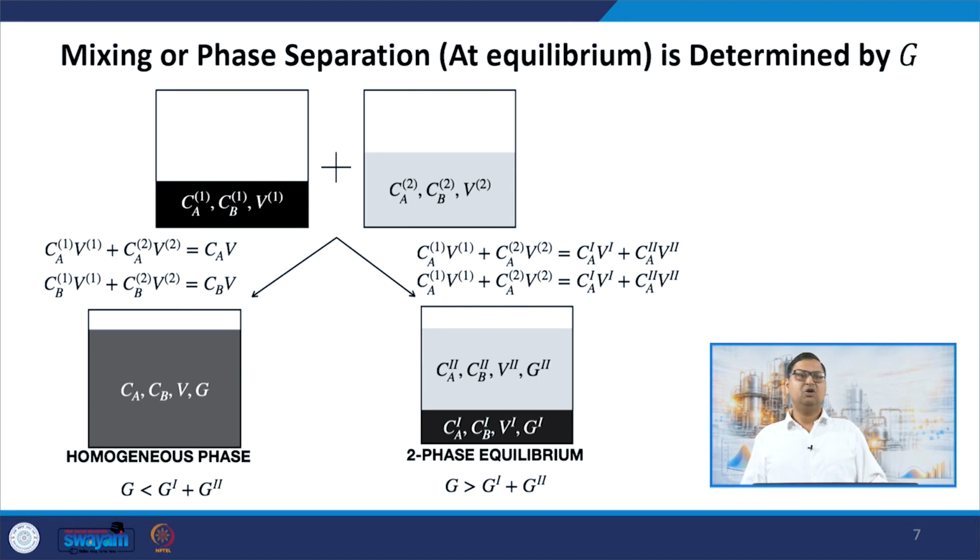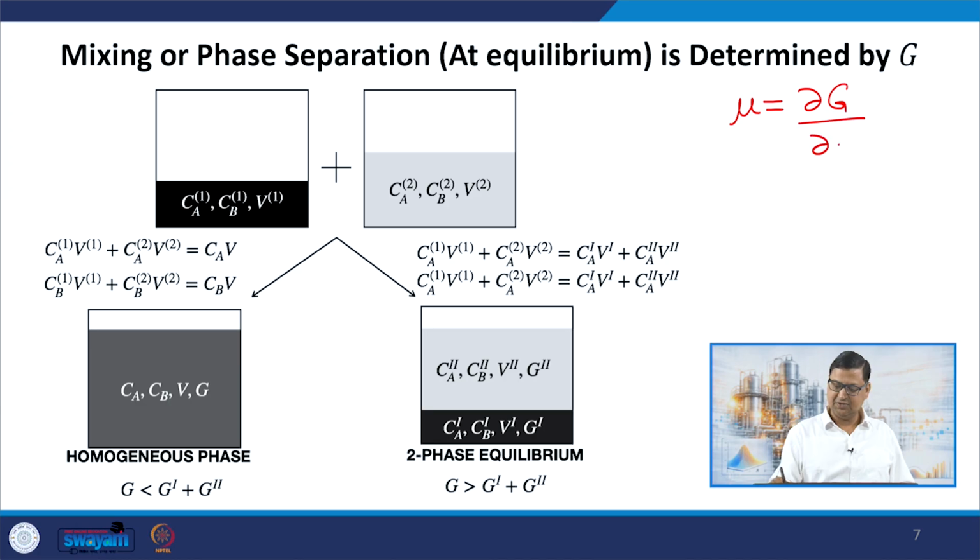So, now I hope I have been able to convince you that it is not the concentration gradient or anything else. We should look at this Gibbs free energy, right. And in fact, chemical potential also is related to Gibbs free energy. So, for a single component system, mu is the partial molar Gibbs free energy, dou G by dou N at a constant temperature and pressure.